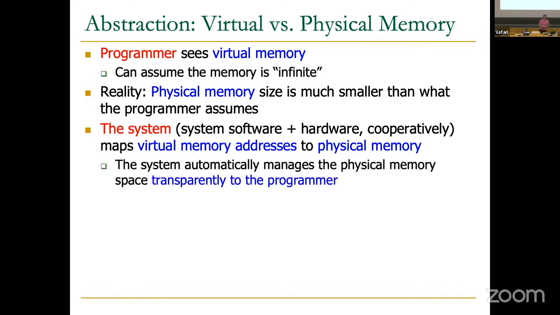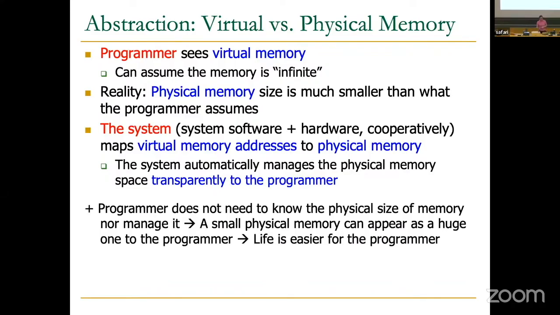The system automatically manages the physical memory space transparently to the programmer. And this is another reason why this was a very successful idea. If you had to find system ideas that have been extremely successful, virtual memory is one of them. But hopefully we'll also say that this may not be the best way to go forward by doing critical thinking, either later today or tomorrow. Okay, but it's been very useful. The big benefit is that the programmer does not need to know the physical size of the memory, nor do they need to manage it. A small physical memory can appear as a huge one to the programmer, and essentially life is easier for the programmer, right? And we're going to add more and more over here. This is a simplification because there are other benefits of virtual memory, as we will see.